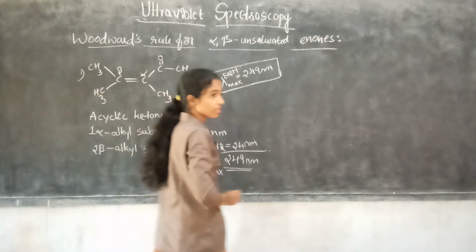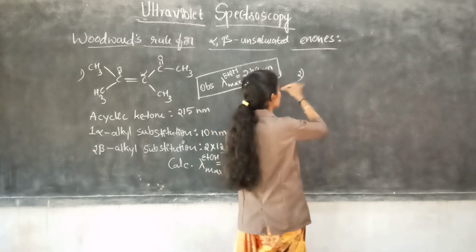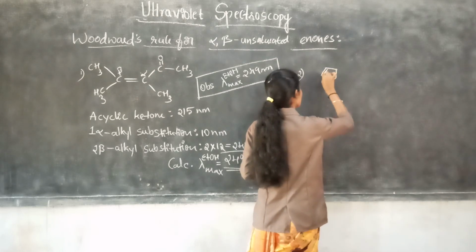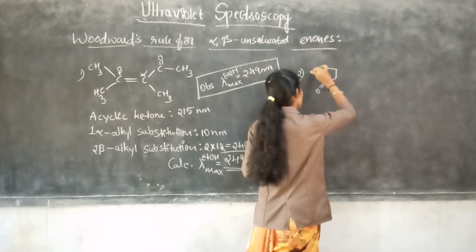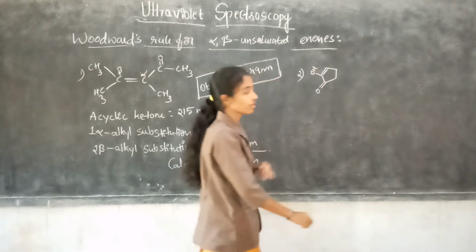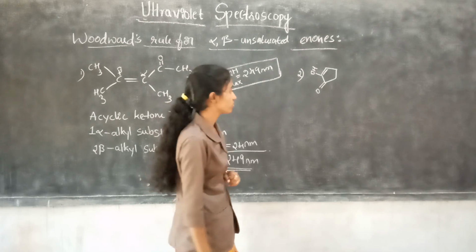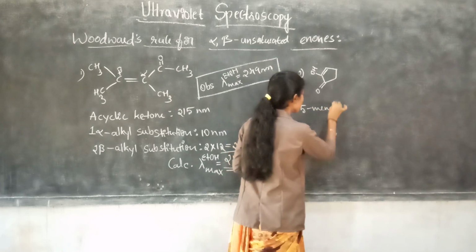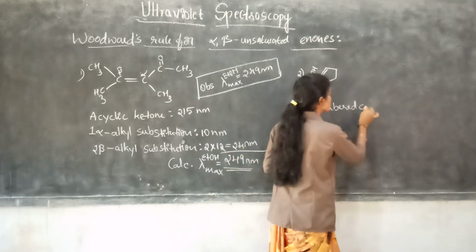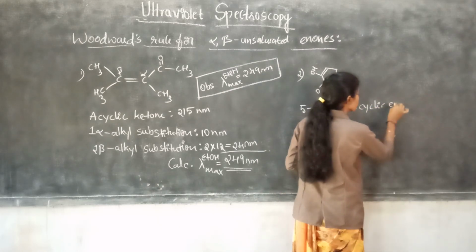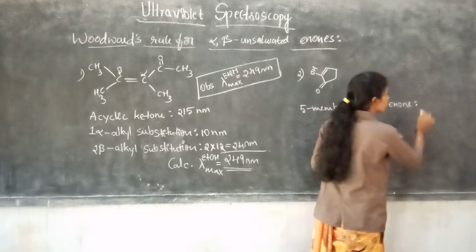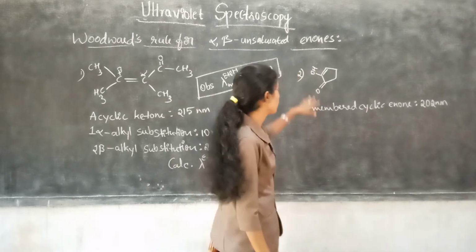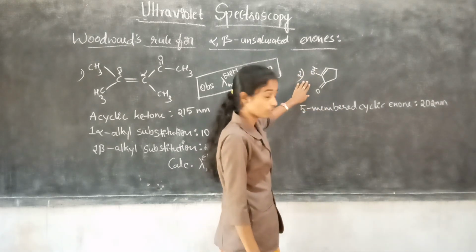Now we will move on to a 5-membered cyclic ketone system. Next example: this is a 5-membered cyclic enone system. Here the parent chromophore is a 5-membered cyclic enone having 202 nanometer as the base value.